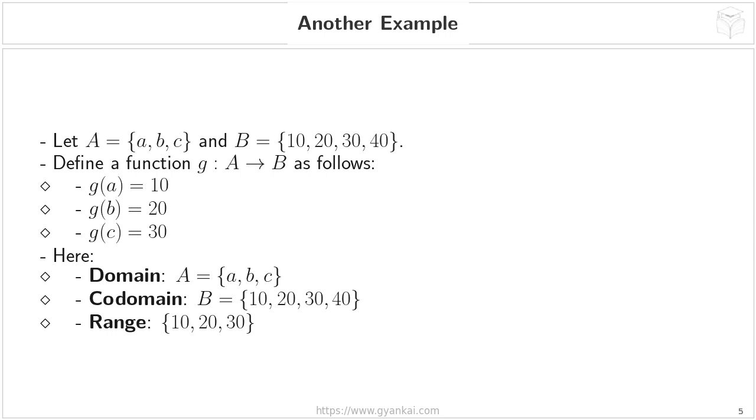Notice something important. The range, 10, 20, and 30, is a subset of the codomain, 10, 20, 30, and 40. The codomain includes 40, but 40 never appears as an output of our function g. This example, like the previous one, reinforces the crucial distinction between what could come out, the codomain, and what actually comes out, the range. We'll continue to emphasize this difference as we move forward, as it's a common area where students make mistakes.